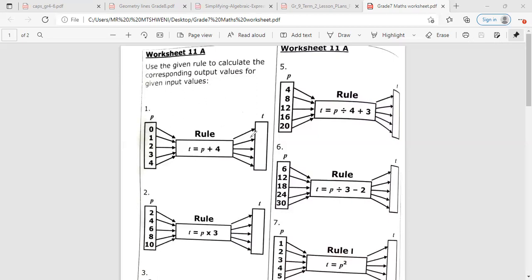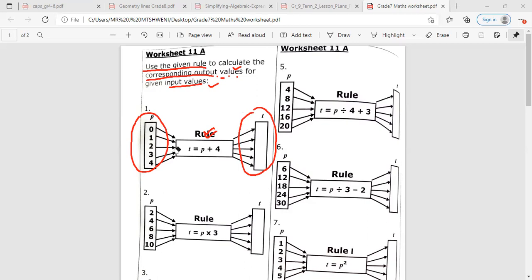Let's read the instruction first. It says, use the given rule to calculate the corresponding output values for given input values, which means I've been given the input and now you are finding the output. These are the input, and these are the output. This is what we are looking for. This one should be the easiest because we have been given a rule, so we just replace, then we find the output.